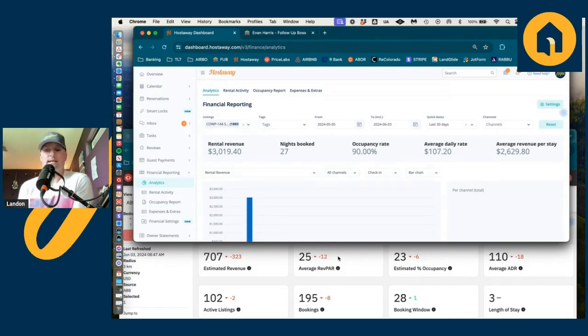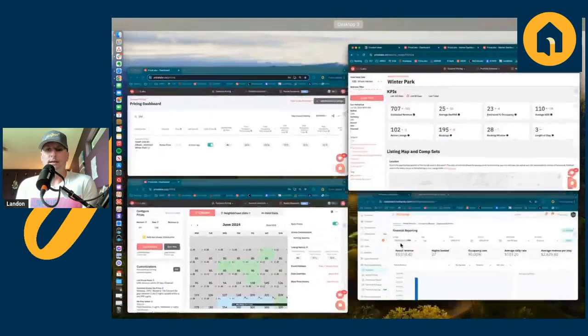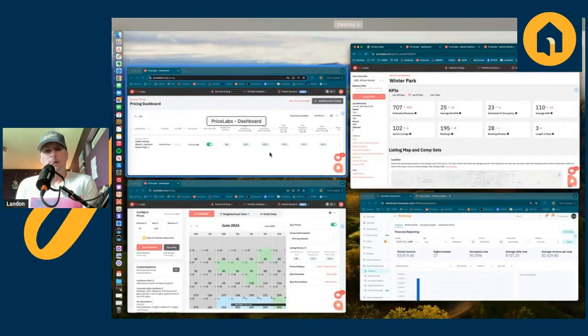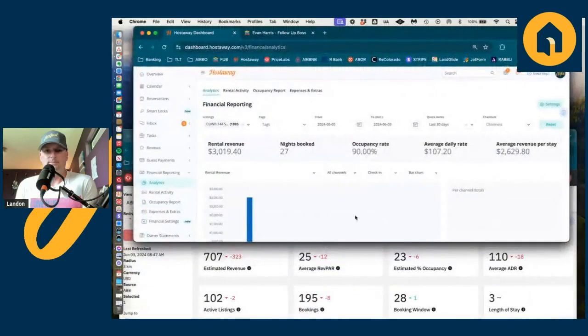So we come back to daily rate, right? The average daily rate, and if you could see my screen, you would see that it's $110 for the past 30 days on one-bedrooms in Winter Park. So not that great. But when we look at what our average daily rate was, it was $107. So it's $3 less. So if I'm just looking at average daily rate, I'm not that happy.